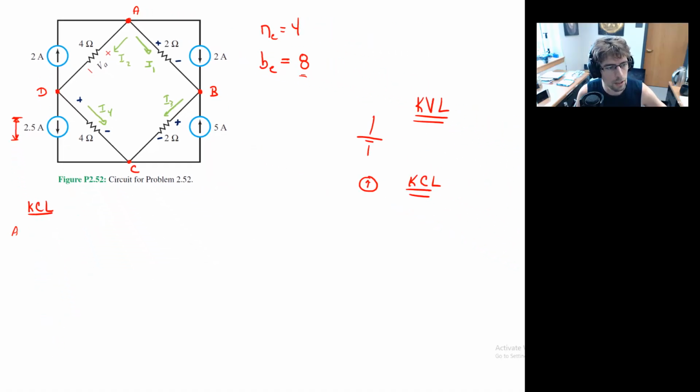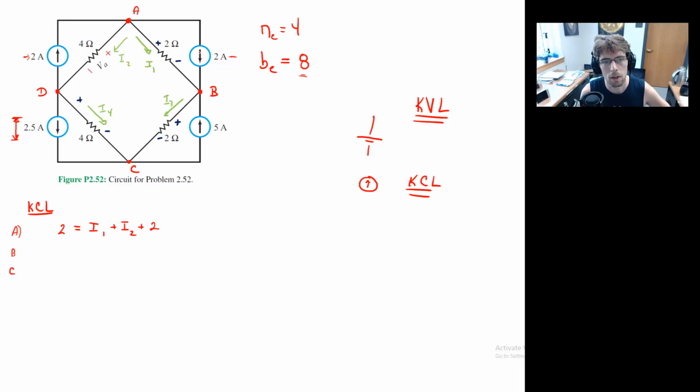So I'll use essential nodes A, B, and C, and just chose the 3. Alphabetical order. Very creative. And so what do I see? Well, I have 2 amps going in from the upper left current supply, and I have 2 amps going out from the upper right current supply. So at A, I have 2 amps going in, and that equals I1 plus I2 plus the 2 amps going out.